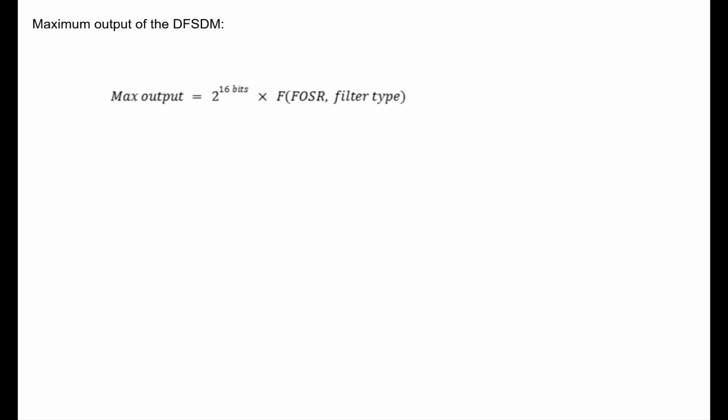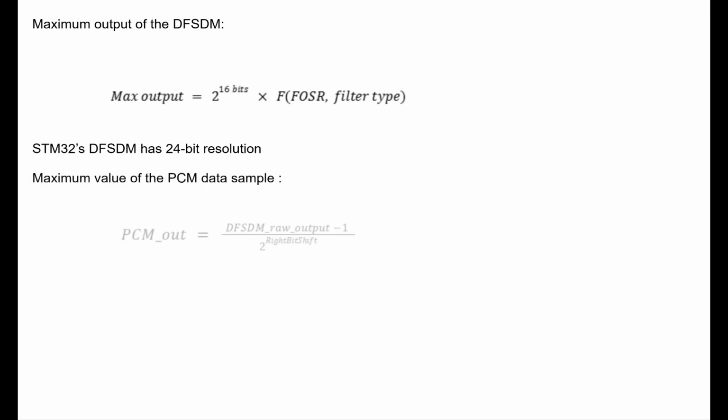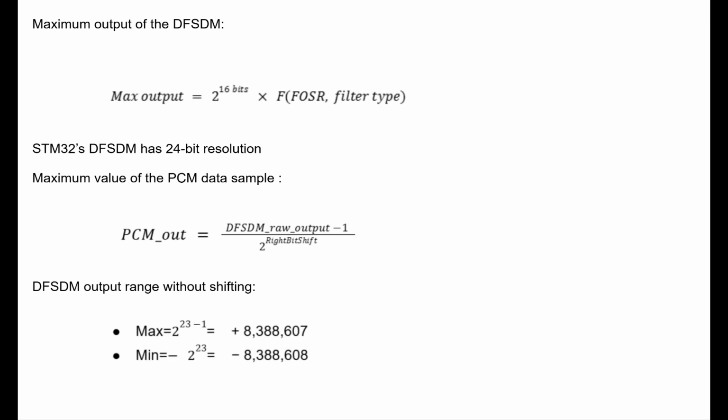Now let's calculate the maximum output of the DFSDM with this formula. Max output is equal to 2 to the power of 16 multiplied by gain. Because the STM32 DFSDM has 24-bit resolution, the maximum value of the PCM data sample can be expressed as PCM out equals DFSDM raw output minus 1, divided by 2 to the power of right bit shift. Without shifting, the raw DFSDM output range is going to be this.